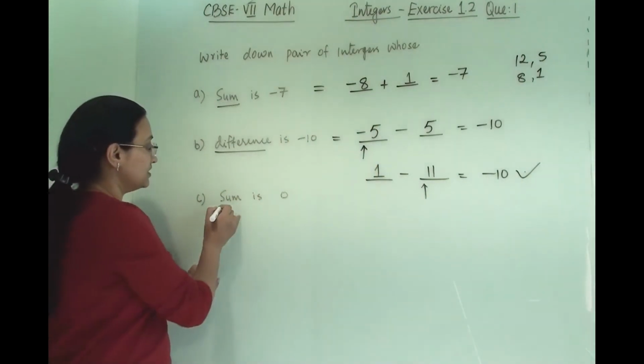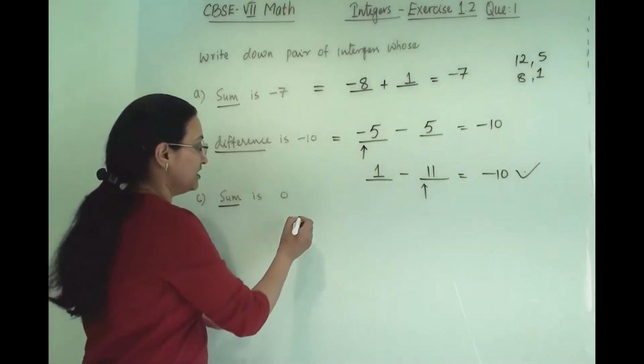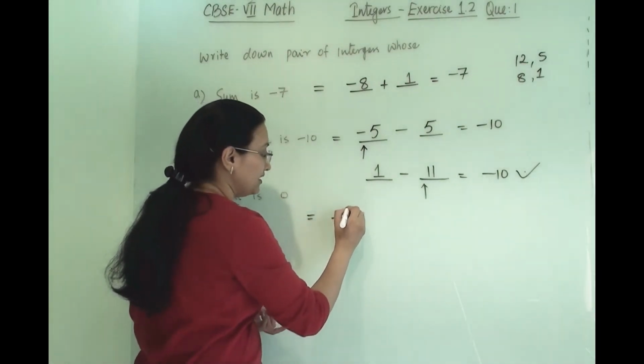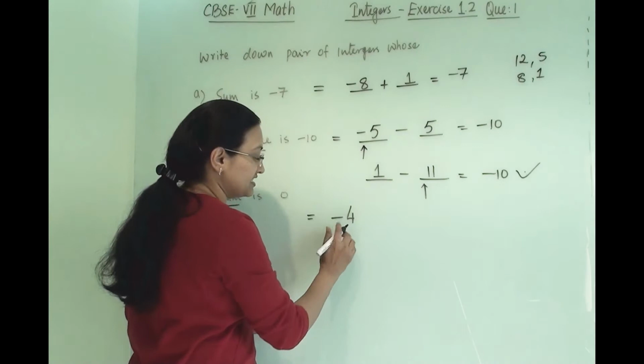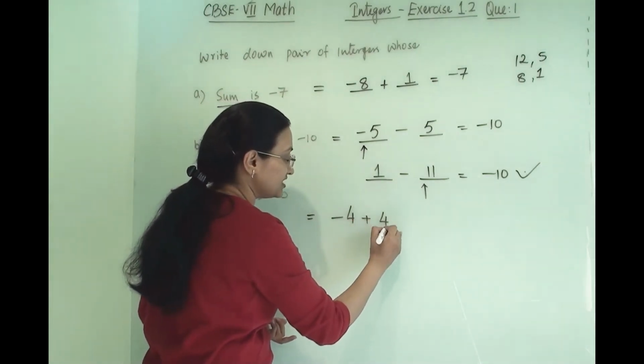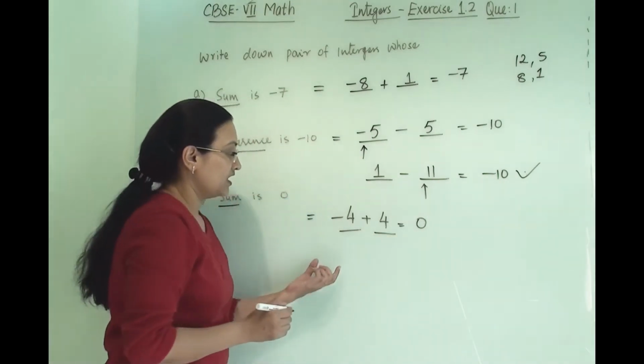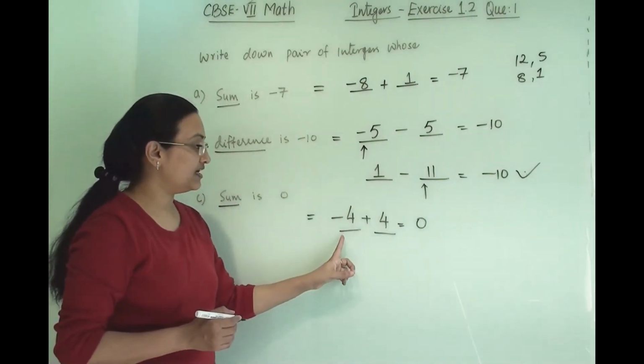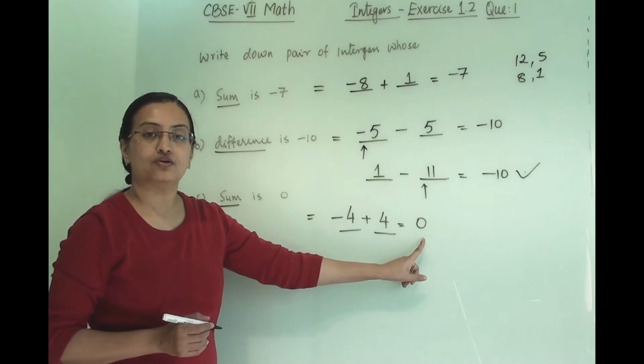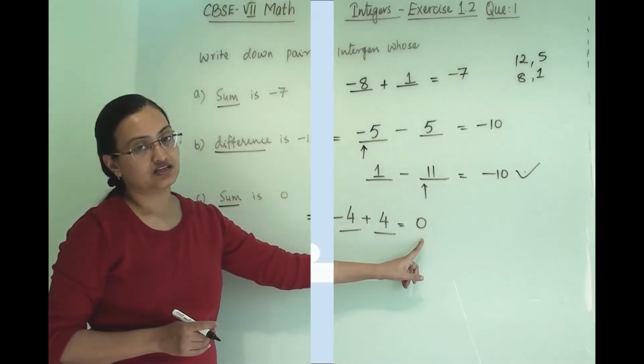Then the third one, the sum is 0. Now it is obvious that one integer is negative and one integer is positive, then we will get the answer 0. Any integer you can take, one negative, one positive, but your answer will remain the same, that is 0.